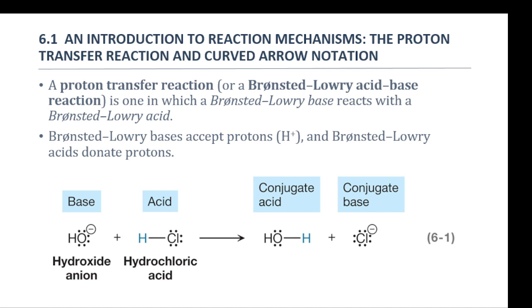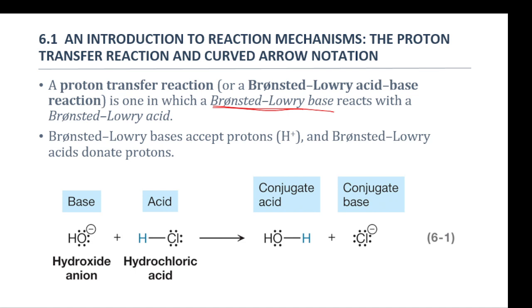Come on. Okay, so proton transfer reaction, or a Bronsted-Lowry acid-base reaction. Does everybody remember Bronsted-Lowry? Okay. So a Bronsted-Lowry base reacts with a Bronsted-Lowry acid. The Bronsted-Lowry base is going to accept a proton. Bronsted-Lowry acids, on the other hand, donate protons. And that's the definition of the Bronsted-Lowry acid and base reactions. Base always accepts a proton. Acid always donates a proton.